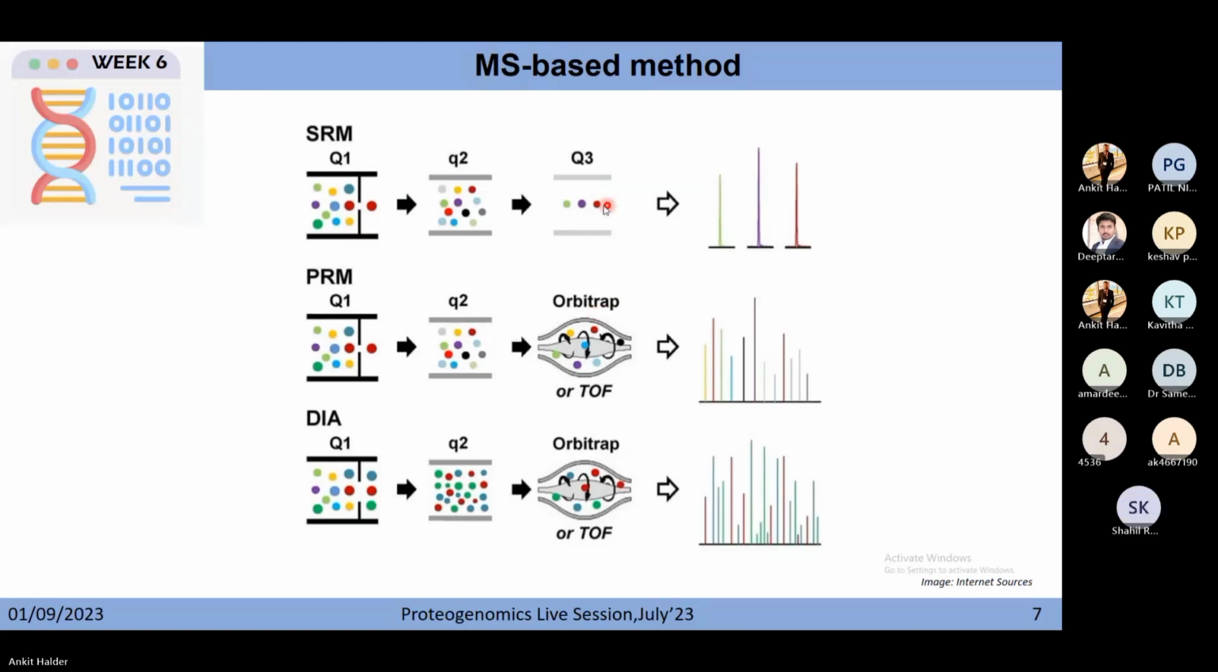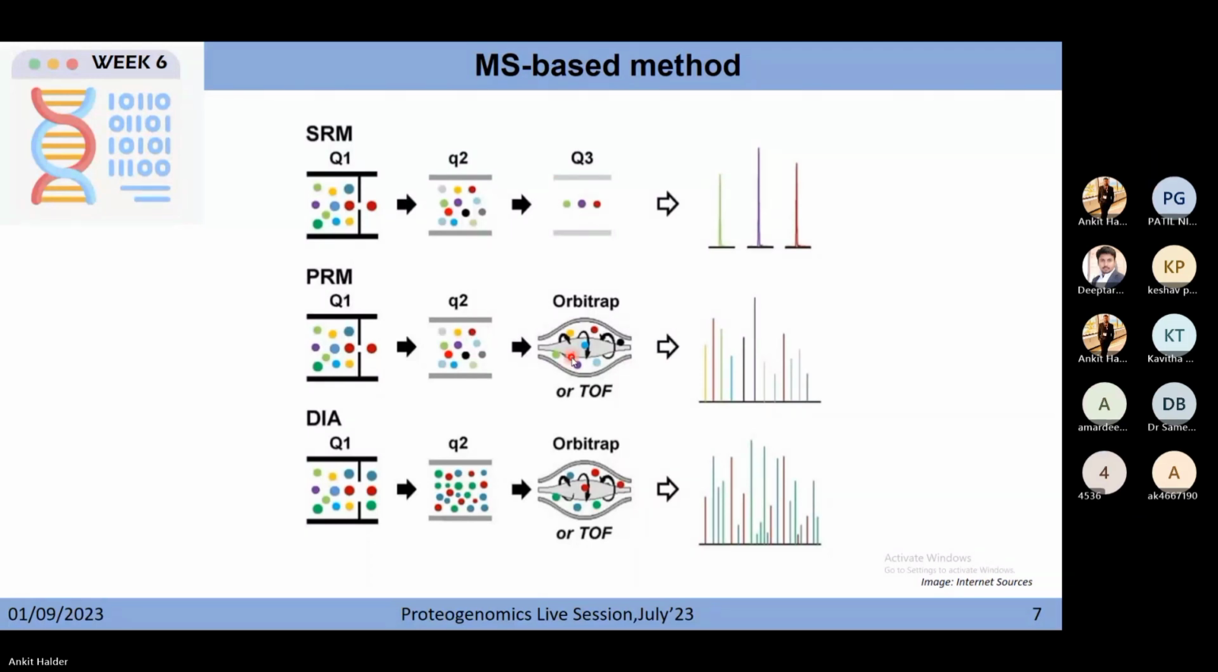The major difference between SRM and PRM is that in SRM you define your precursor as well as the product ion, and it will detect only those particular precursor and product ions. You define that pair, which is known as your transition, and we will look into it in detail. But in PRM, for a particular precursor, all the fragments will be monitored in the orbitrap and detected. This is the major difference between SRM and PRM.